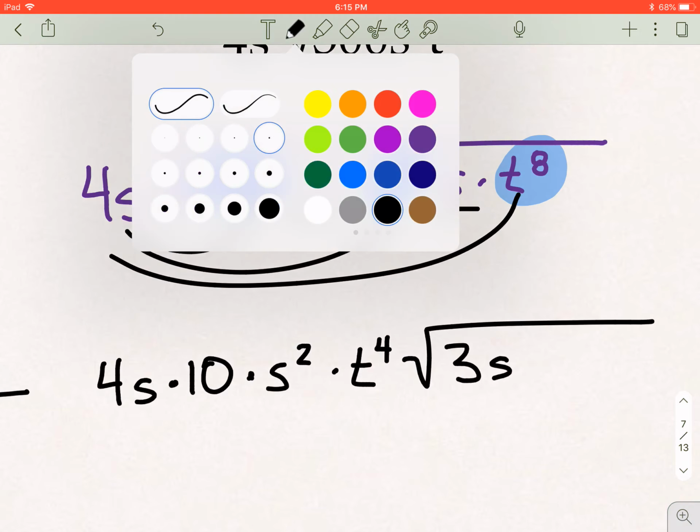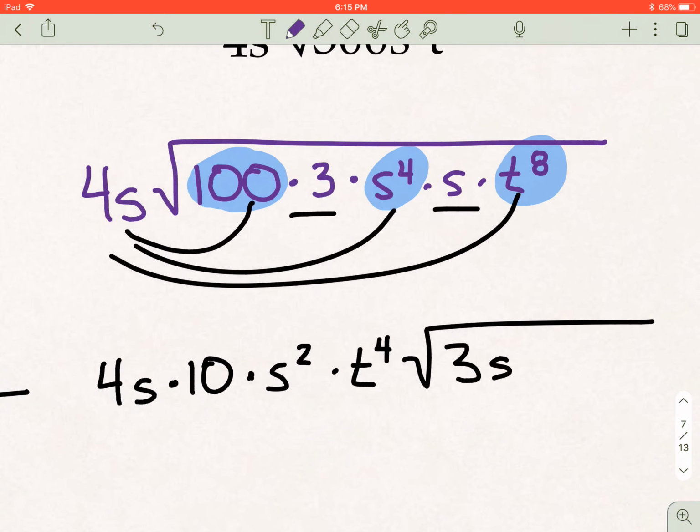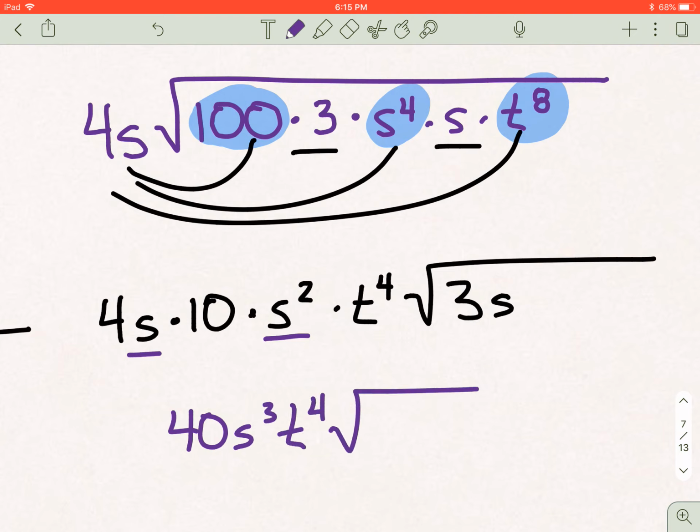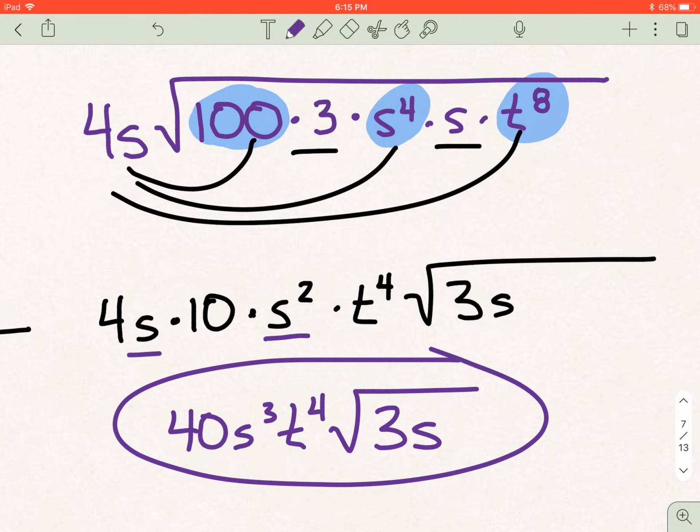So now I just simplify what's on the outside of my radical. 4 times 10 would be 40. s times s squared would be s to the 3rd. t to the 4th, all times the square root of 3s. And that would be the answer to that one right there.